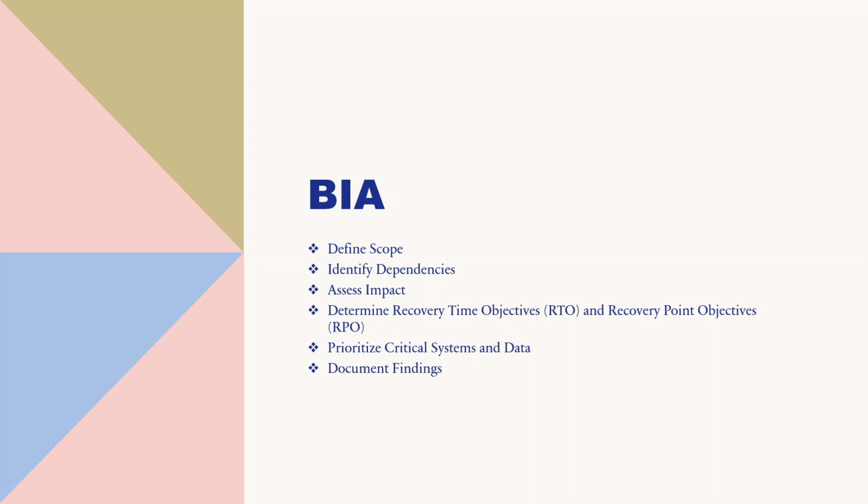Prioritize critical systems and data. Once the impact assessment and RTO and RPO have been determined, the next step is to prioritize critical systems and data based on their importance to business operations. This includes identifying the order in which systems and data should be restored to ensure business continuity.